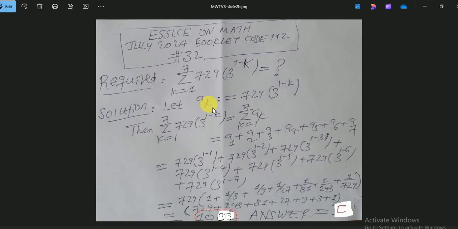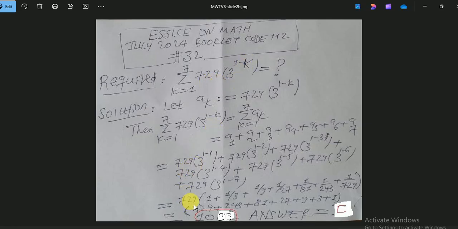Then the smallest value for k is 1, and the largest value for k is 7, and k takes only natural number values. So we add. The meaning of summation means we add from a1 up to a7: a1, a2, a3, a4, a5, a6, a7. We add this. a1 means when k is replaced by 1. In that case, we get 729 times 3 raised to 1 minus 1. 1 minus 1 is 0, 3 raised to 0 is 1. 1 times 729 is 729.